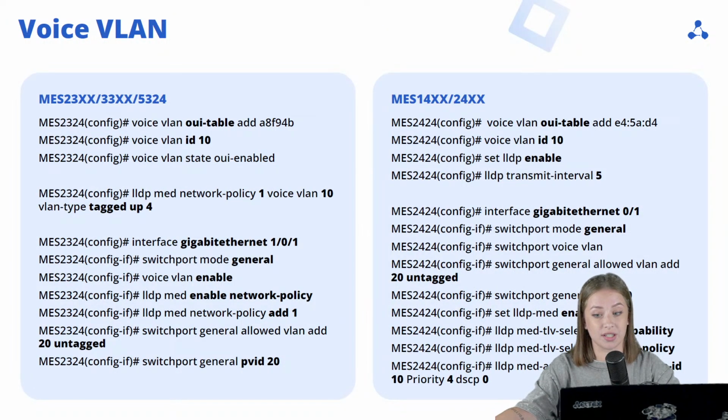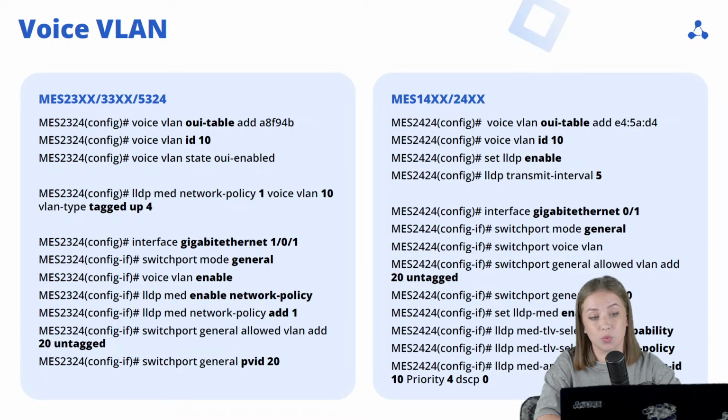Let's move to the configuration of voice VLAN functionality, which is essential for the dynamic allocation of the voice traffic coming from the client. On the MES switches, we can configure it from 2 sides, from the side of the switch and from the side of the voice equipment. So, talking about the configuration from the switch, first of all, we are enabling the voice VLAN OUI table and specifying the first 3 bytes of the MAC address of our end client.